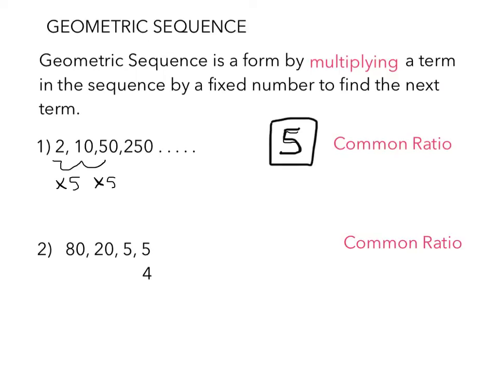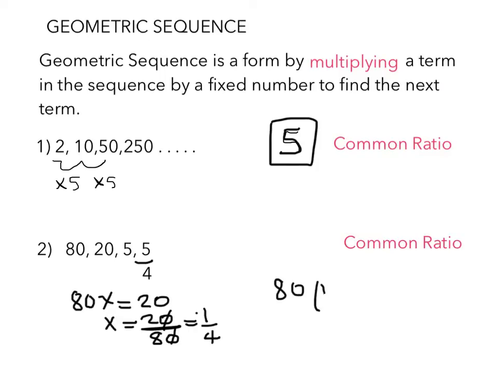In this one, what happened from 80 to 20? Well, suppose we don't know, we can do this. I had 80. I don't know what I multiply, but I know that my next answer is 20. So I pass dividing, and I see that this is 1 over 4. So what I really did is multiply times 1/4. So 80 times 1/4 gives me 20.